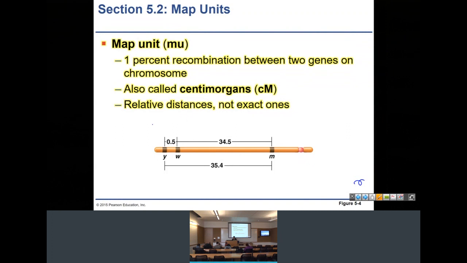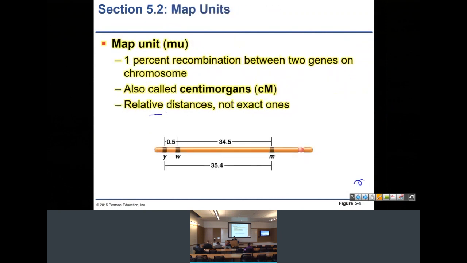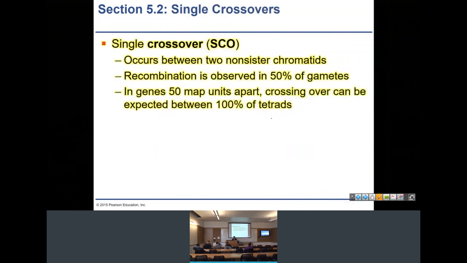We left off talking about map units and the percent recombination being converted to this fictional, or I don't know if fictional is the right word, but this made-up unit called a map unit or a centimorgan. And again, just like it says here, they're relative distances, not exact distances, because they're just pretend units.